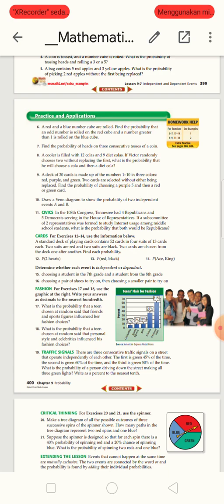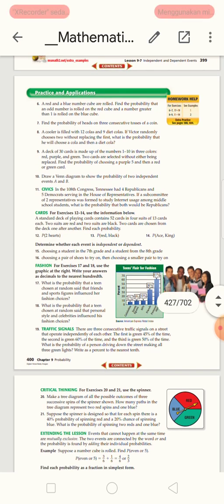What is the probability that a 10-year-old chosen at random says that personal style and celebrities influence his fashion choices? Traffic signals. There are 3 consecutive traffic signals on a street that operate independently of each other.